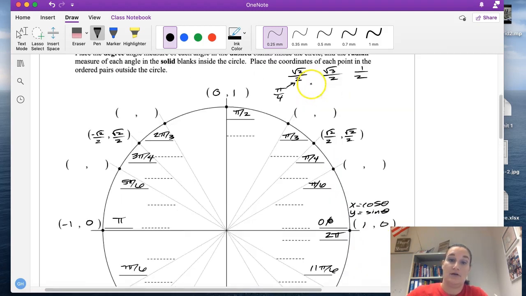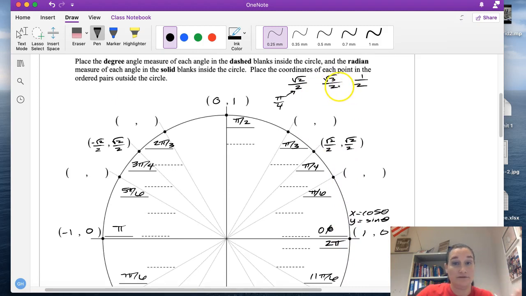Now for the 30 and 60, one of them, sine or cosine, is square root of 3 over 2, and the other one is 1/2. There are different ways to remember which one is which. Some people use their hands. There's a thing with your hand that you can do. We can talk about it in class. You can do 30-60-90 right triangles to help you remember which one is which. That's what I used to do.